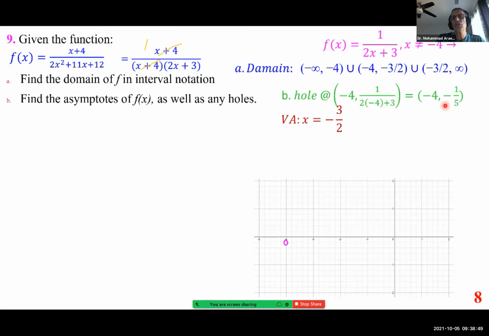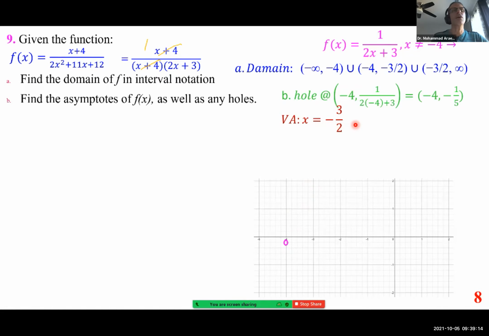Vertical asymptote, you set this denominator equal to 0. 2x plus 3 equal to 0 results in x equals negative 3/2. It is important to note that you can't set this denominator equal to 0. X simply can't be negative 4. That is not a vertical asymptote. That is the result of a hole. And you just set this one equal to 0, resulting in x equals negative 3/2.